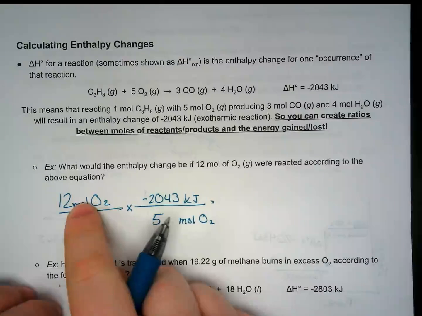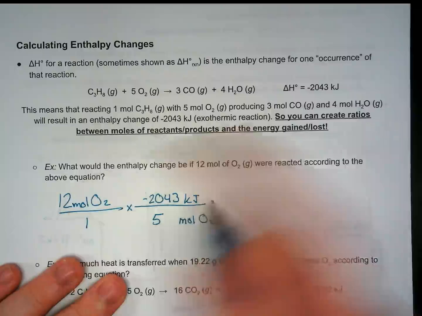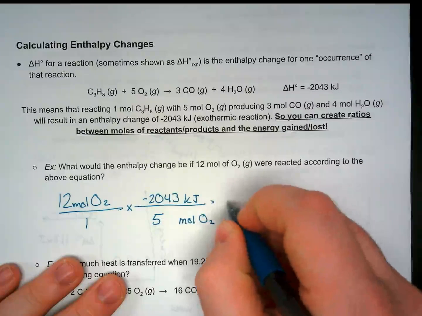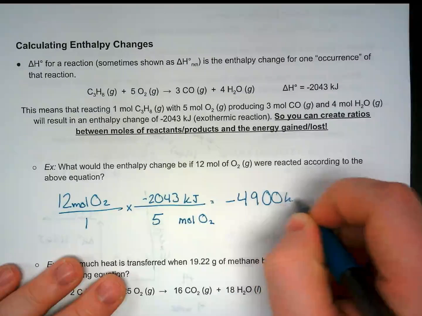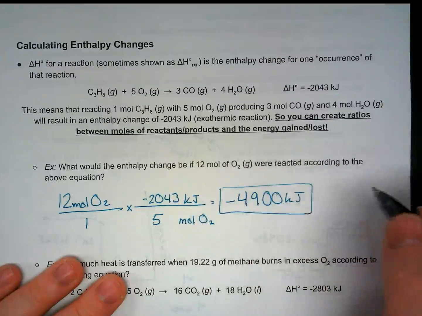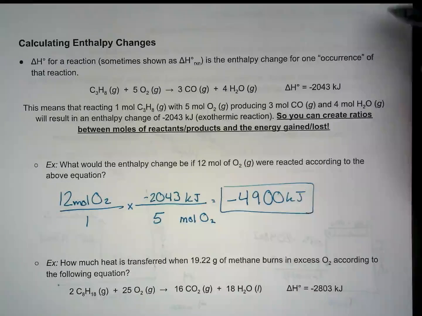So it's going to be this times this divided by this. Keeping sig figs, which is just 2, our answer should be 4,900 kilojoules of energy. So we expect 4,900 kilojoules of energy lost here.